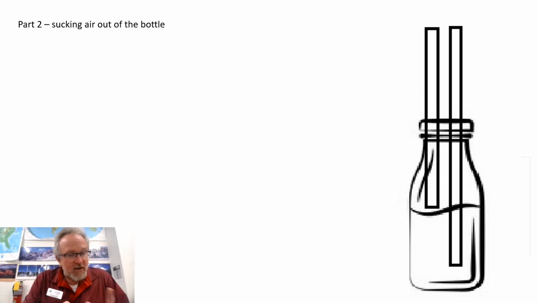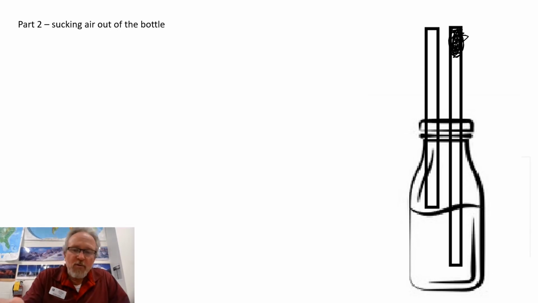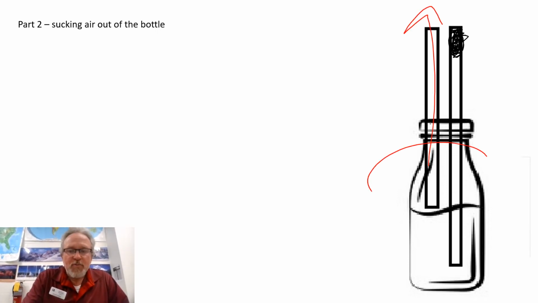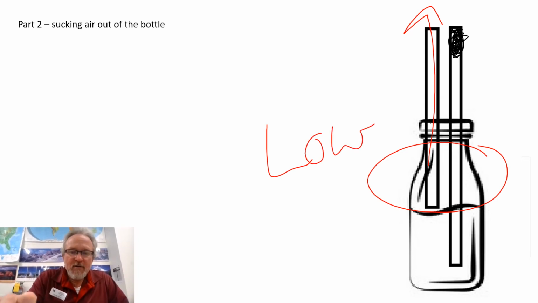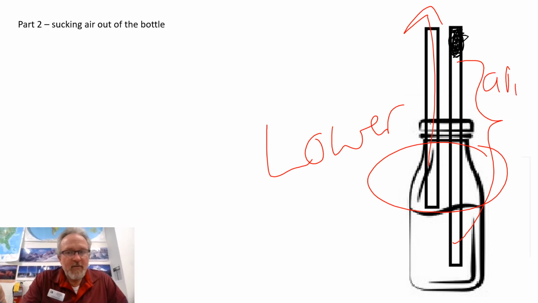Now, you also sucked air out of the bottle. We put a cap on here, put a little clip, we folded it over, and we closed up the other straw so air couldn't get in or out. And what you did was you sucked air out, which means the pressure down here got lower. Over here in the straw, there was air. That air has a higher pressure now because you took some air out of the bottle.